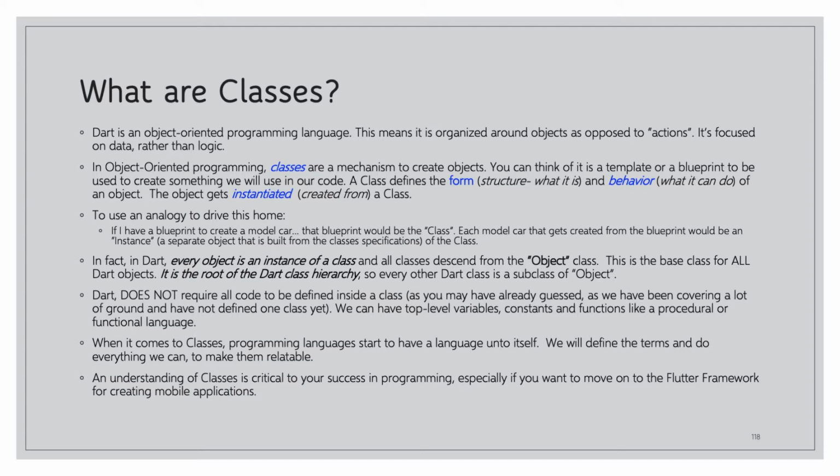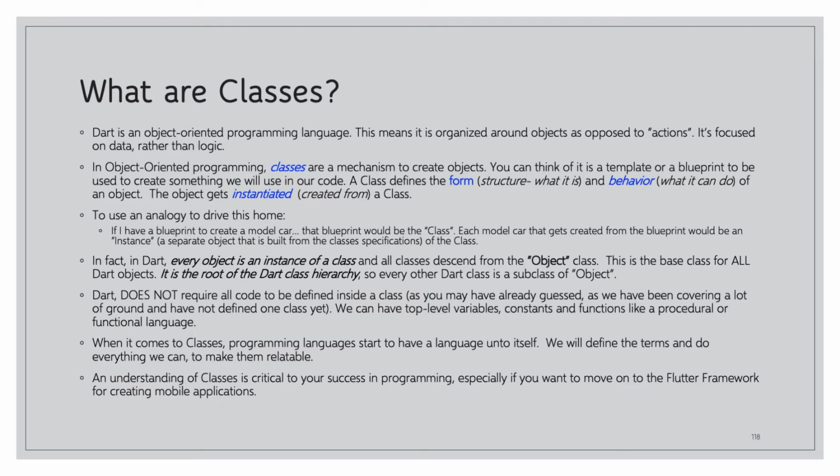To use an analogy to drive this home, if I have a blueprint to create a model car, that blueprint would be the class. Each model car that gets created from the blueprint would be an instance, a separate object that is built from that class's specifications. In fact, in Dart, every object is an instance of a class, and all classes descend from the Object class. This is the base class for all Dart objects. It is the root of the Dart class hierarchy. So every other Dart class is a subclass of Object.